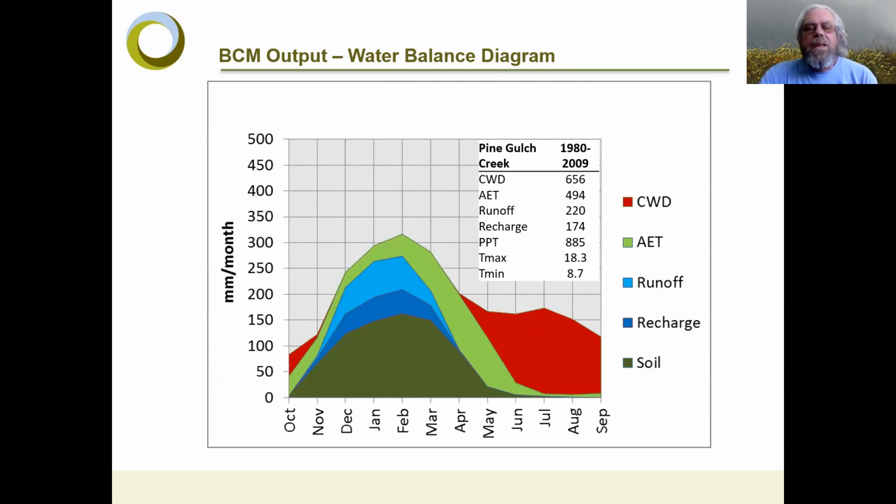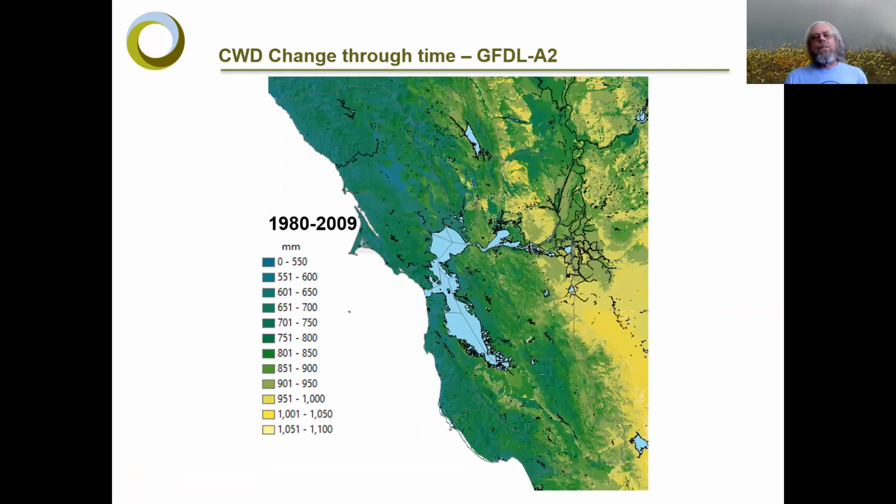Here's what a 30-year average looks like. One of the things about California weather is that an average year would be about the weirdest year we could ever see. I mean, we just never get average conditions, but over 30 years, it smooths out and looks like this. So in this particular watershed, the average climatic water deficit is about 656 millimeters. So when we map this out through time, this is the value for 1980 to 2009.